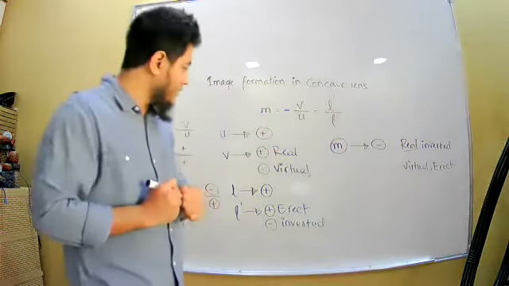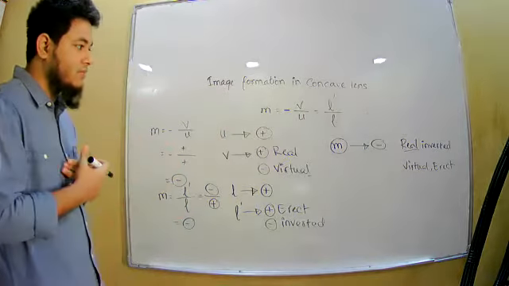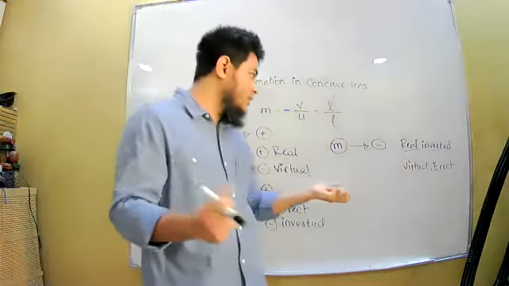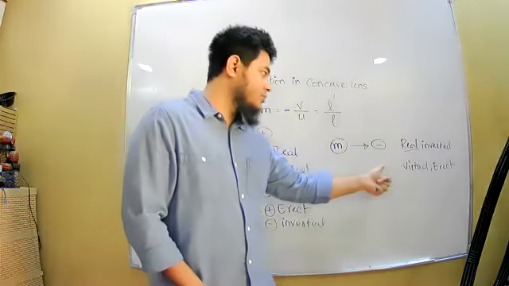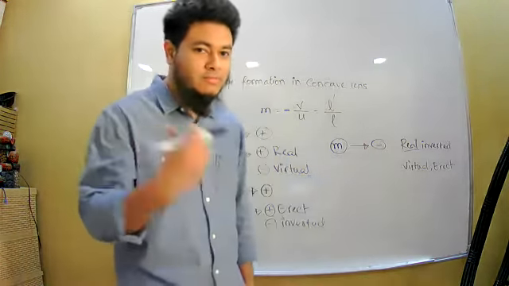Okay. Now let us talk about virtual and erect. Let us see what is the sign of magnification we get. You can already guess that it will be positive, because if the other one is negative, then the opposite one will be positive. But how to prove it mathematically?